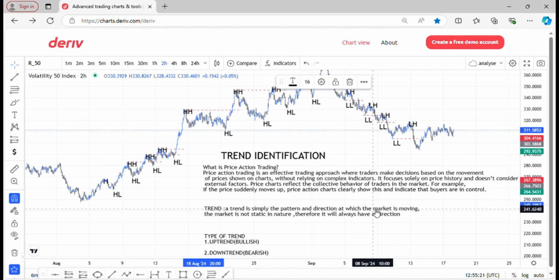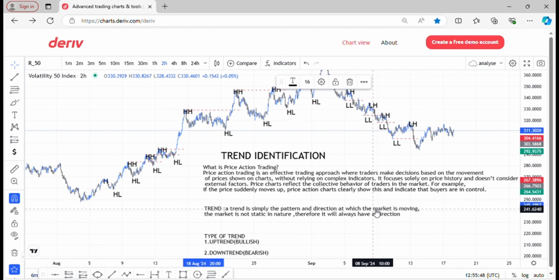Today I will talk about trend. What is a trend? A trend is simply the pattern and the direction at which the market is moving. The market is not static in nature. The market always moves Monday to Saturday. But for the forex market, the currency pairs, it stops on Friday and resumes on Monday. For the indices we're talking about here, it moves Monday to Sunday, back to back. There's no static in the market.